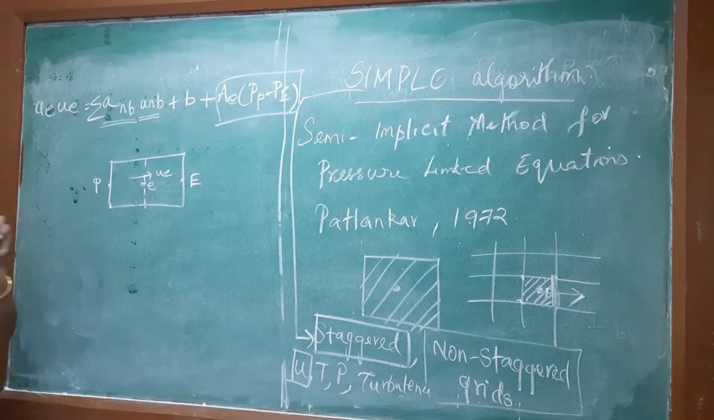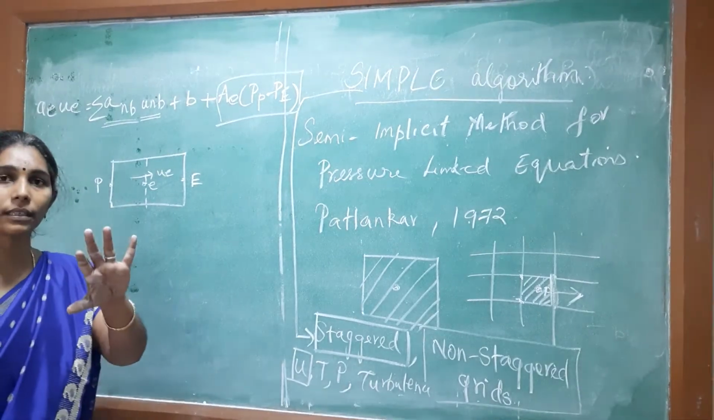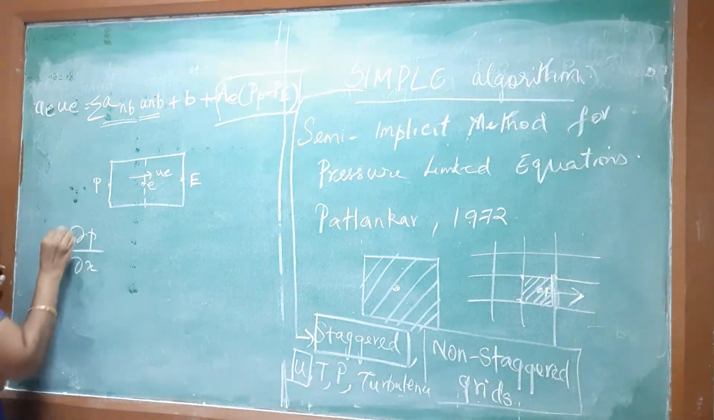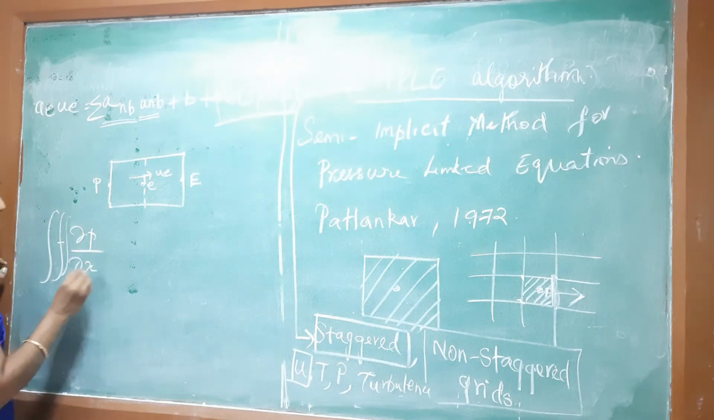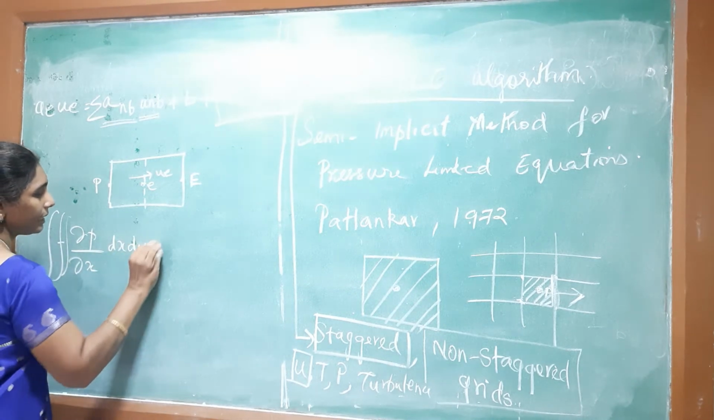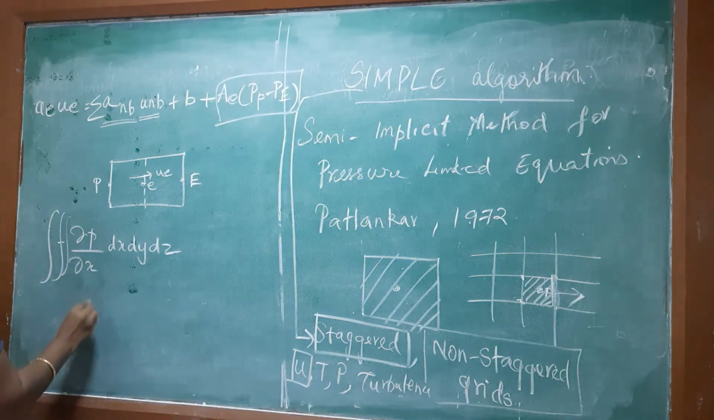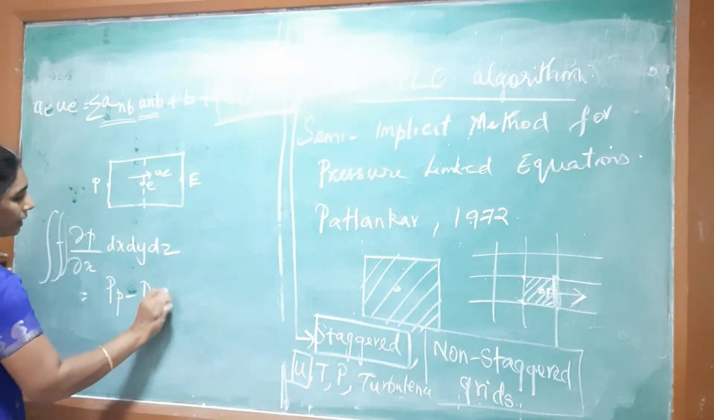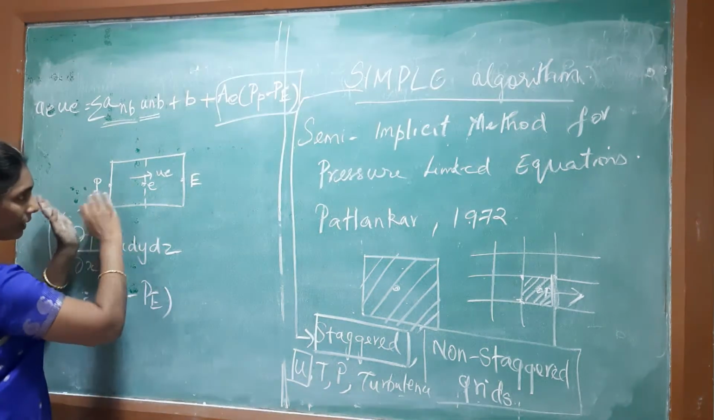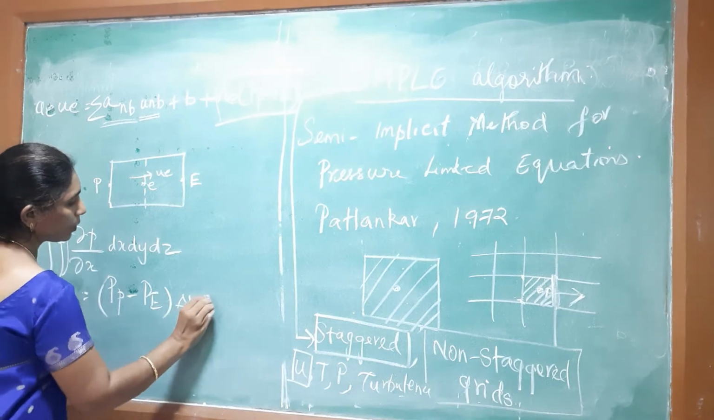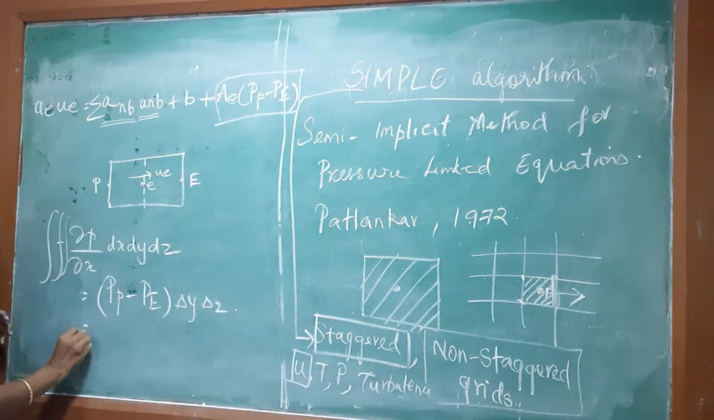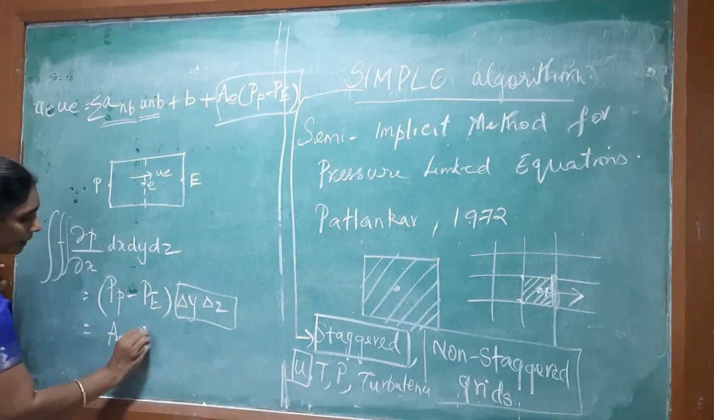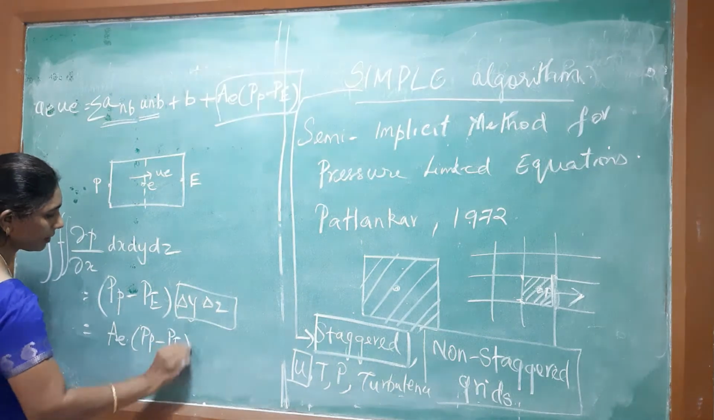We already saw the pressure gradient, that is minus ∂P/∂X in the momentum equation. So that term, say I'm integrating with respect to the three directions, that is dx, dy and dz. So it is going to be PP minus PE, and since it is in the x direction, I'll be taking Δy and Δz only. So this is the area for that particular element e, and therefore it is PP minus PE.